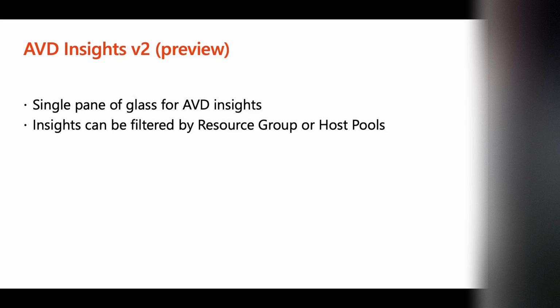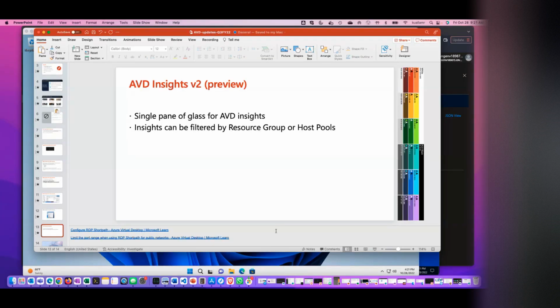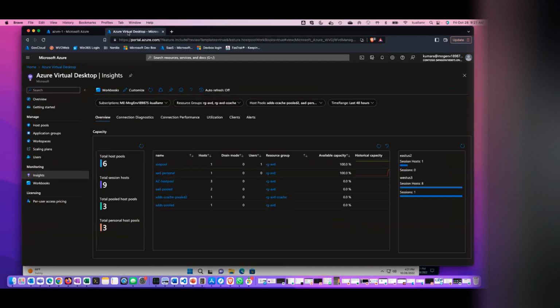It is still not out there. It's still in preview, where you can actually filter the host pools by the resource group, or you can pick and choose by the OU. So the way it's going to look is, this is the preview version of the AVD monitoring insights. If you click on resource groups here, you can select the resource groups where your host pools are deployed.